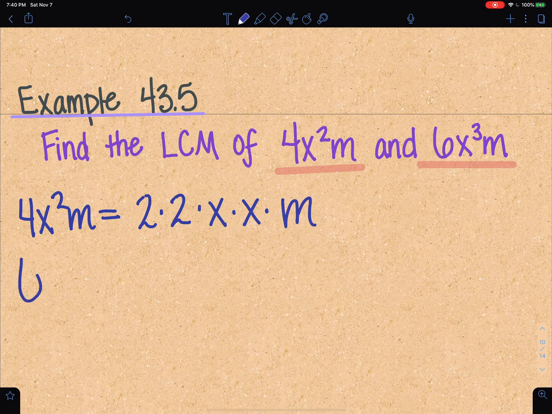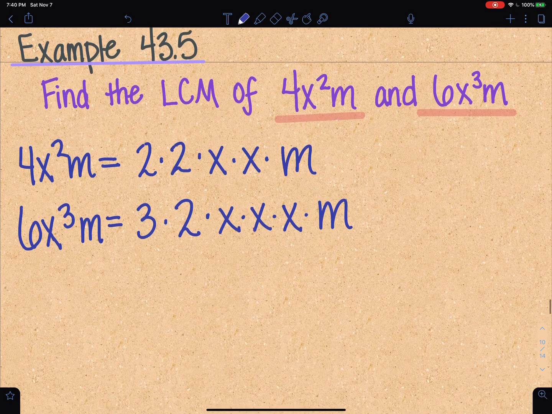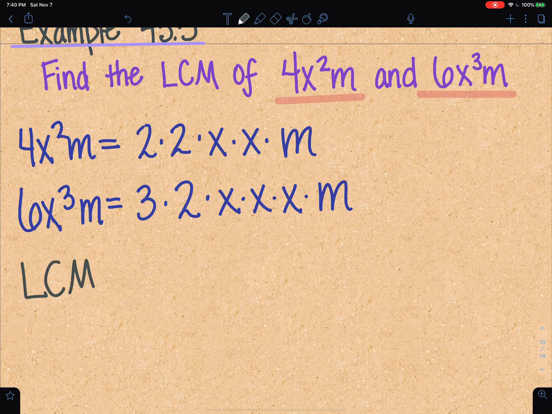What about the next one? 6x cubed m. Now 6 is going to be 3 times 2, and I can just write those down because I know that those are prime numbers. I have 3 x's here, and I have 1m. So when I figure out my LCM, I have to use every single factor the maximum number of times. Let's start with the 2's. I have 2 2's here and only 1 2 here, so I need to write it twice. 2 times 2.